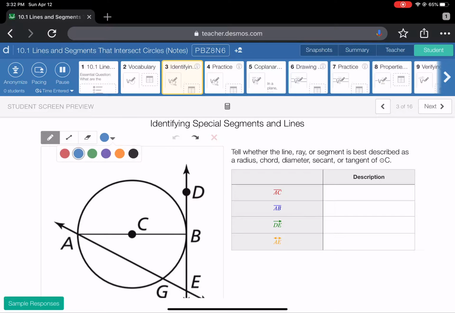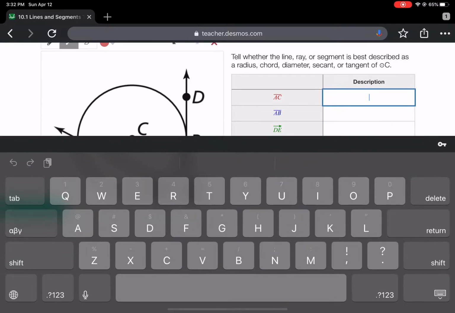So the first one we're going to do is identify segment AC. That's this piece right there, from A to C. It looks like we start at the edge of the circle, and it goes to the direct center. So if we remember from the previous screen, that is the radius.